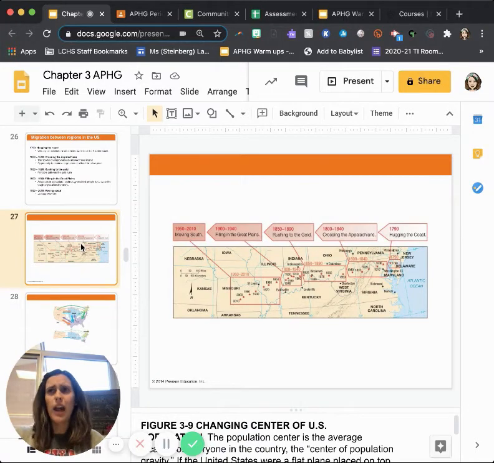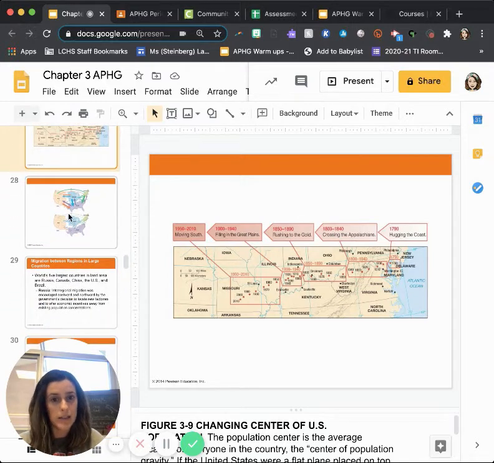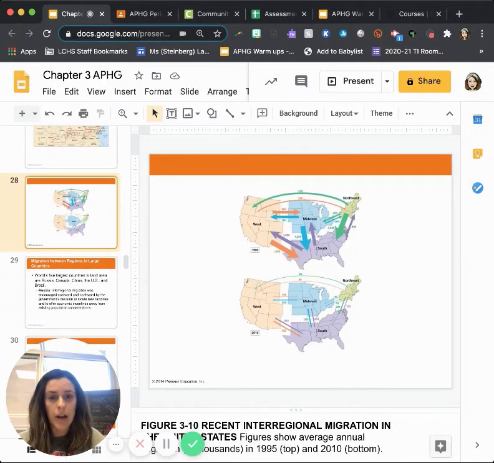If we take a look at our map here, we can see this shift of population over time. Again, our early colonies were right here clustered on the East Coast. And then slowly over time, we start filling in our population throughout the rest of the United States. These maps are interesting to take a look at. This is showing us interregional migration in two different time periods. We've got 1995 and then again in 2010.